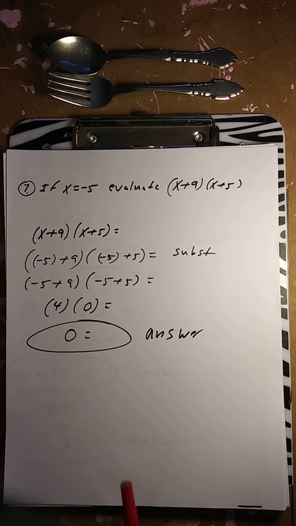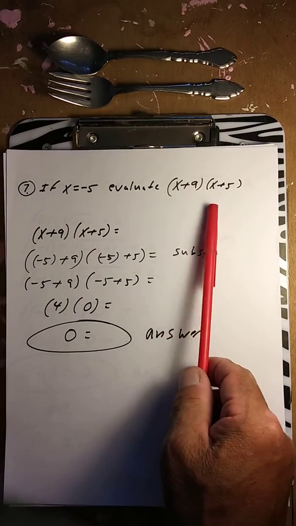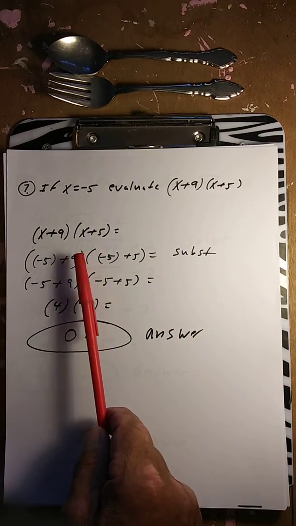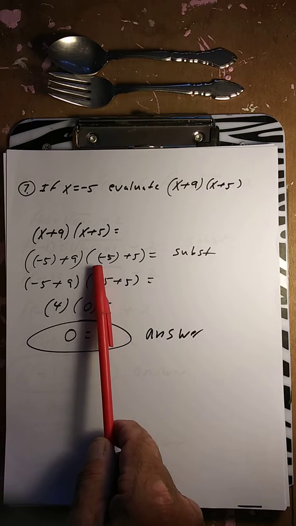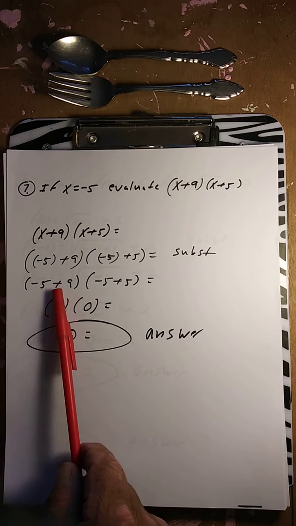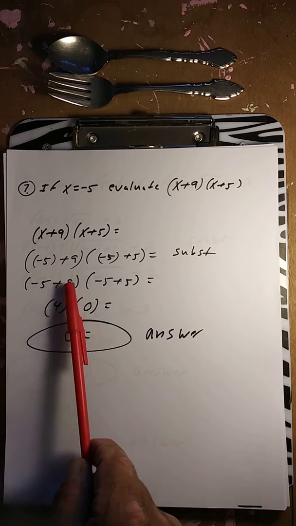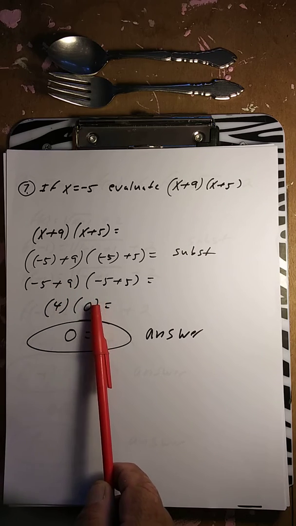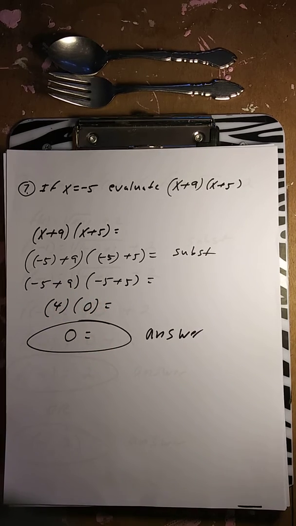If x is negative 5, evaluate this expression right here. So let's put this down. So substitute in there. Negative 5, negative 5. So negative 5 plus 9. Negative 5 plus 5. This is going to be 4 times 0. 0 times that number is still going to be what? A 0.